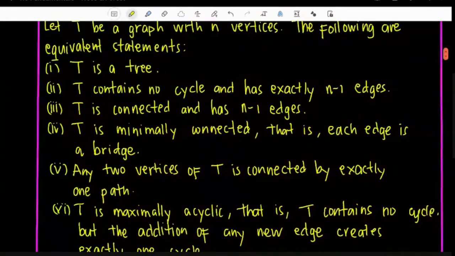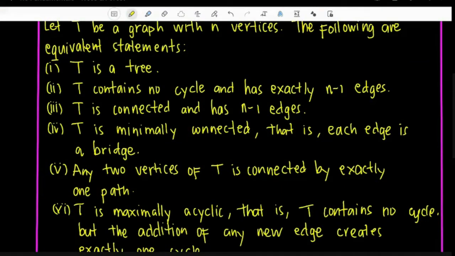Next, T is a tree if T is connected and has n minus 1 edges. So if it is a connected graph with n minus 1 edges, then it is a tree. T is minimally connected. That is, each edge is a bridge. So if you delete any edge in a tree, then you make your tree disconnected. So that's what it means by minimally connected. Any deletion of edges in any tree will make your tree disconnected. So that means any edge in a tree is a bridge or a cut edge.